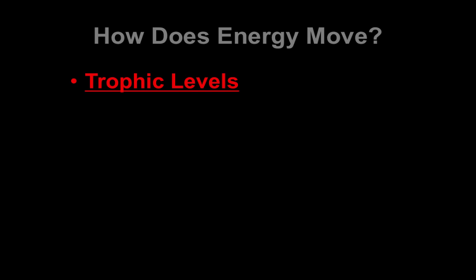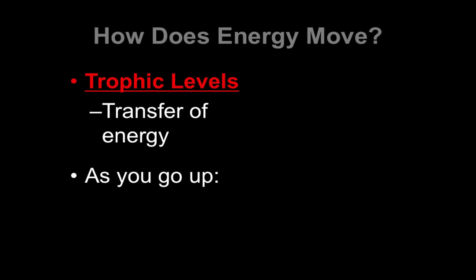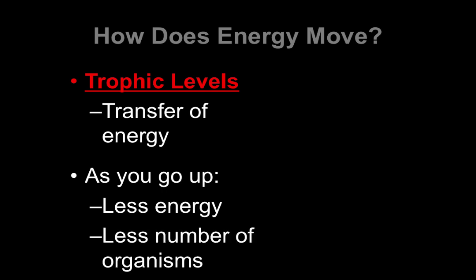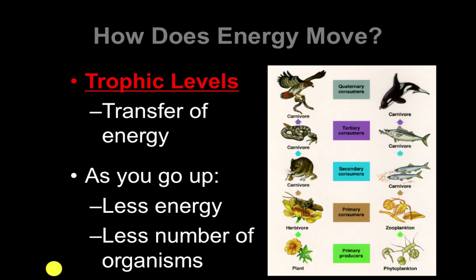Each one of these steps is a trophic level. So every time energy is transferred, that's called a trophic level or feeding level. As you go up in trophic level, so as you go up in a food chain, there's going to be less energy available and a fewer number of organisms. So for example, in this food chain, there's going to be a whole lot more plants than there are eagles, because there's less energy available at the top of the food chain than there is at the bottom.